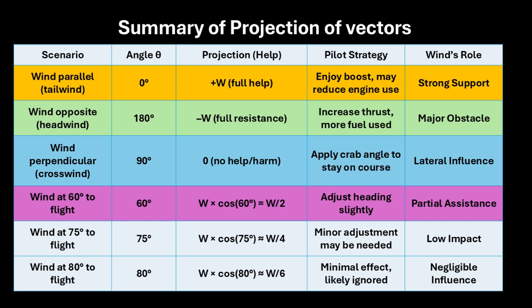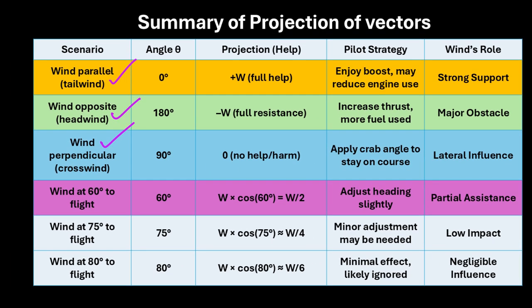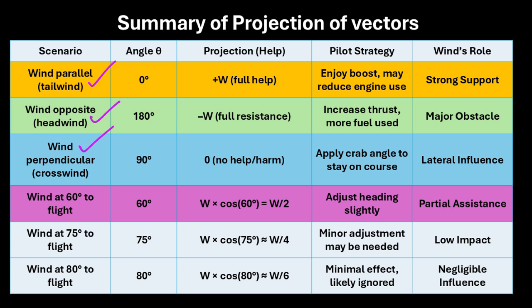Right? Okay. So if you're making a note of this table, make sure that you do write down this one. Wind is parallel, wind is opposite, wind is perpendicular. The 60 degree case you can skip. This is an application of theta. But these three are really important: 0, 180, and 90. Okay? Right. So that is what I wanted to share with you.